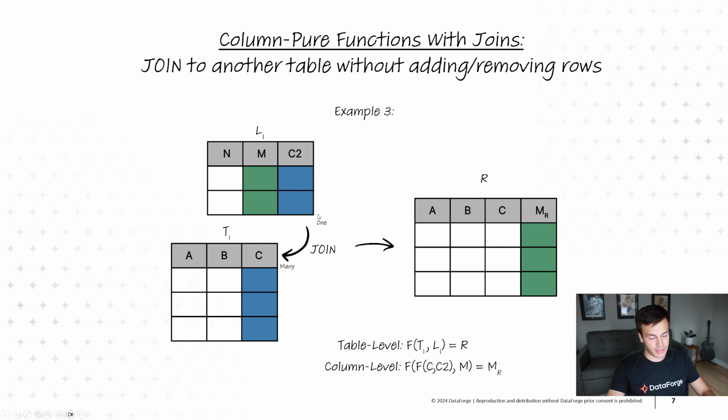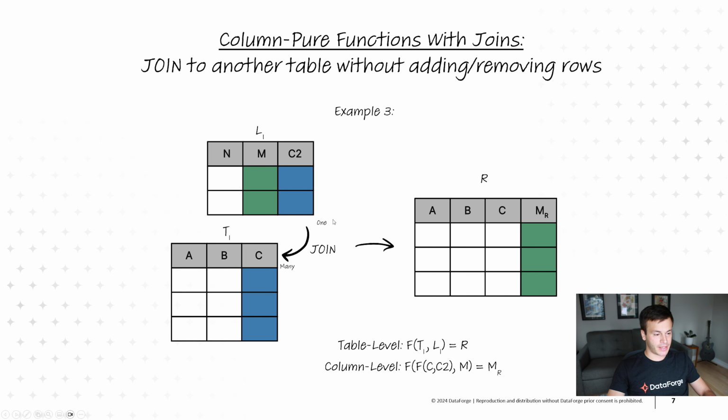Some important things to consider when thinking about column purity is the cardinality of the two tables that you're joining together. So again, what we want to do is to connect the two tables and retrieve data from the lookup table, in this case the M column, and take that result and add it as a new column to the existing table T1 as our result R. But we have to do this without blowing out the grain, as we call it, or creating new rows, or potentially causing any filtering as part of this join condition.